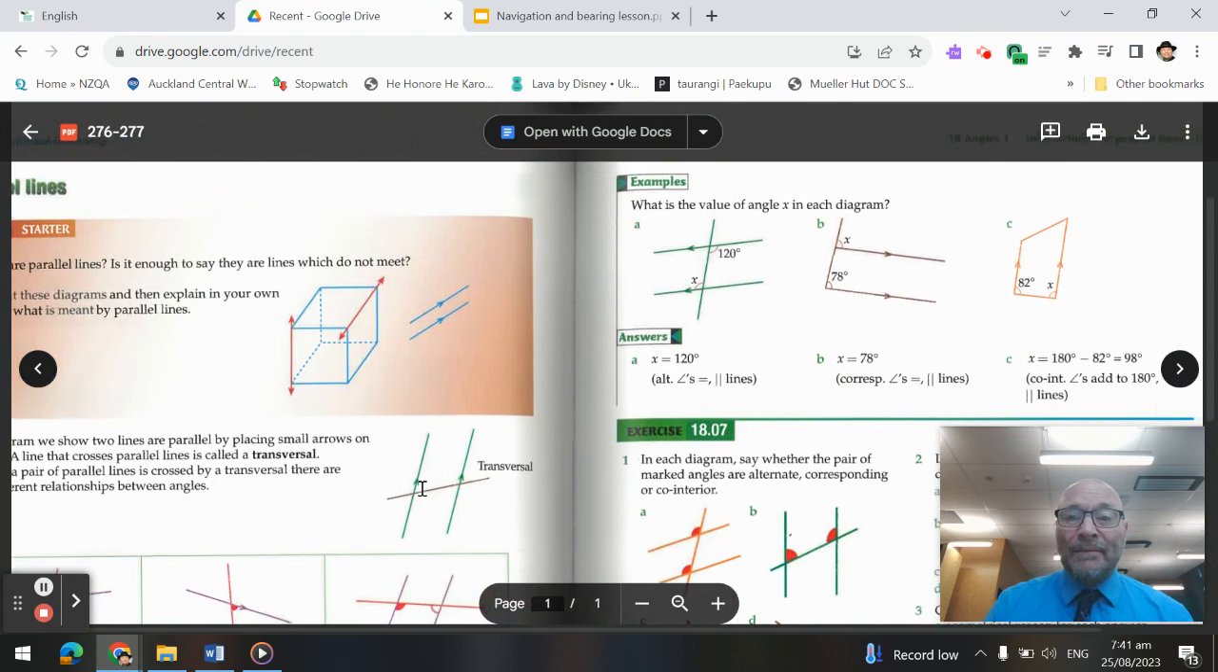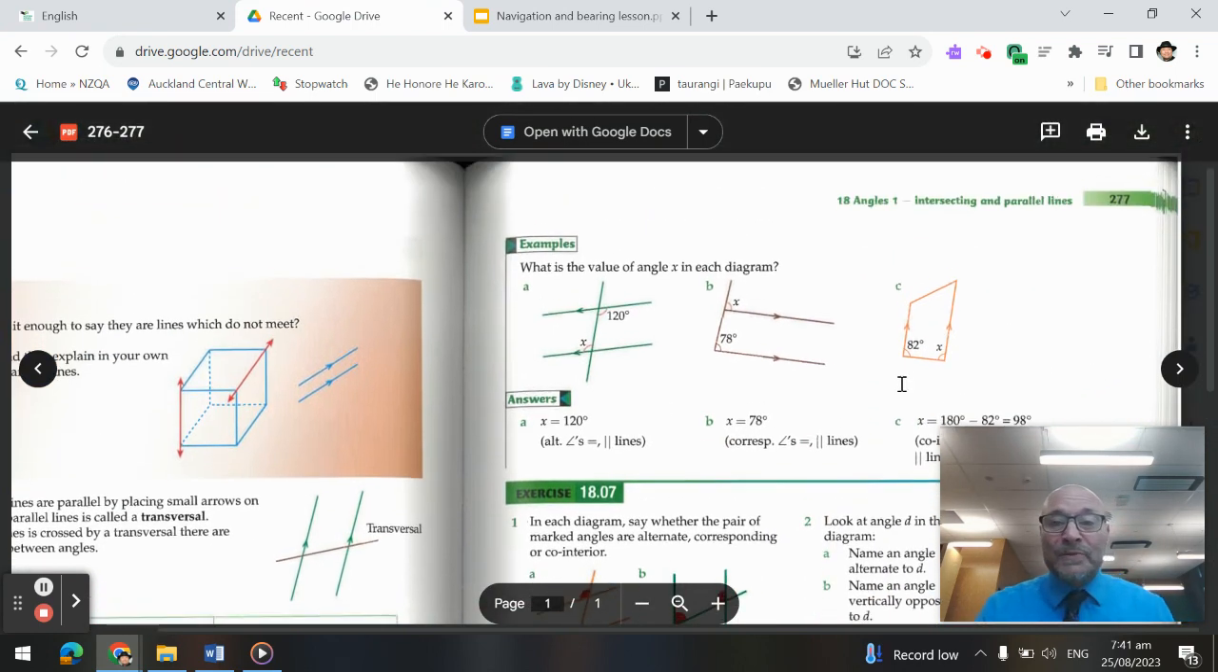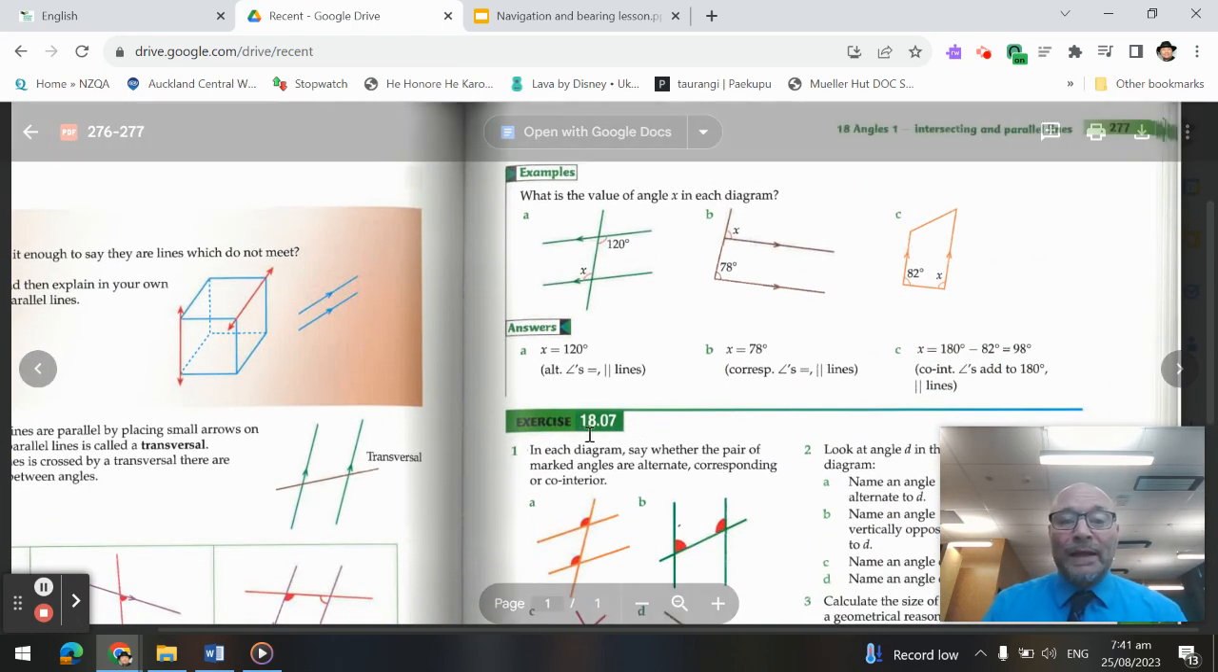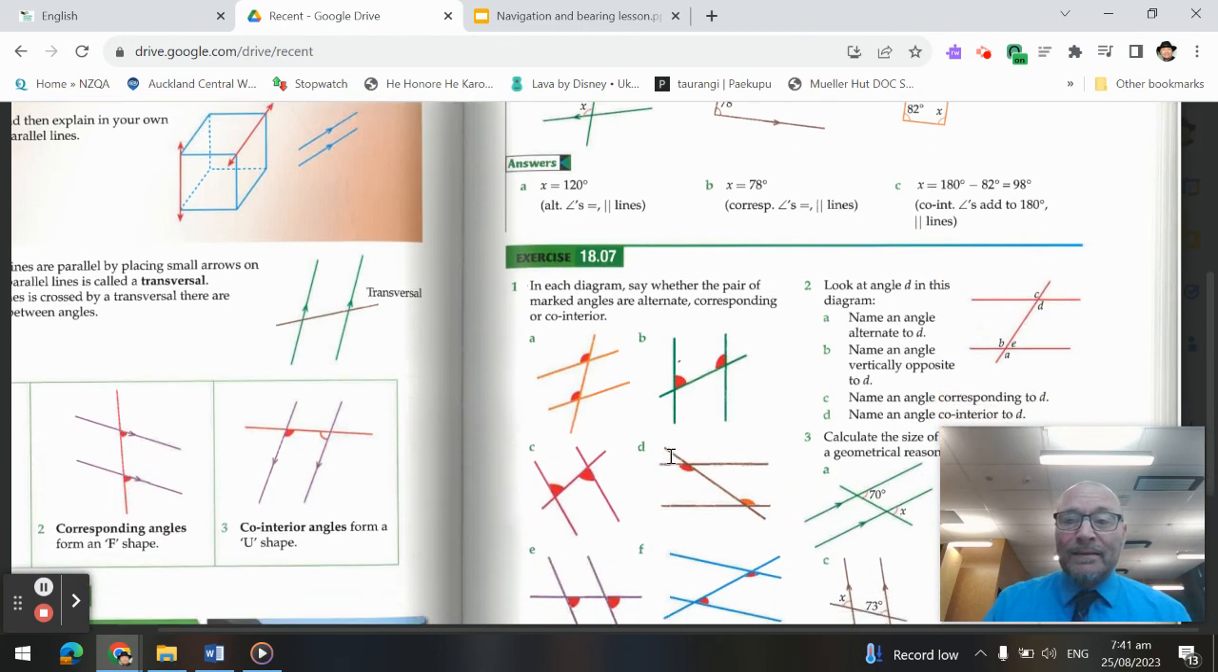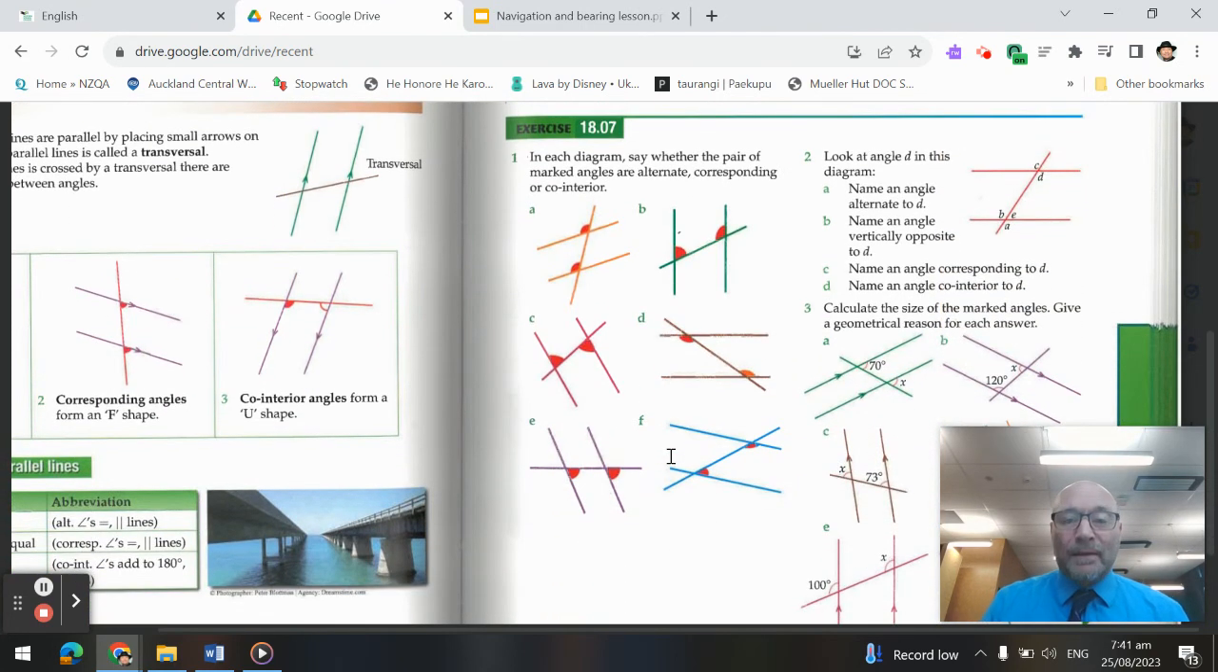You'll then use that along with some examples here to have a look at. And we're going to try 18.07. So that's going to be some mahi puka for today. And I'm also going to post an IXL lesson to go along with that.